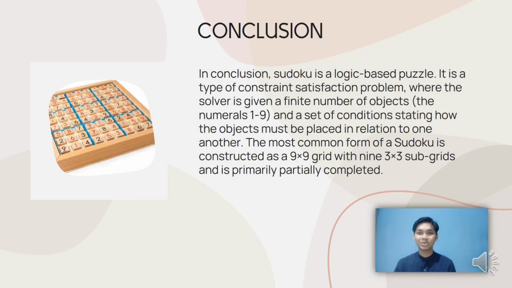In conclusion, Sudoku is a logic-based puzzle. It is a type of constraint satisfaction problem, where the solver is given a finite number of objects, the numerals 1 to 9, and a set of conditions stating how the objects must be placed in relation to one another. The most common form of a Sudoku is constructed as a 9x9 grid with 9 3x3 subgrids and is primarily partially completed.